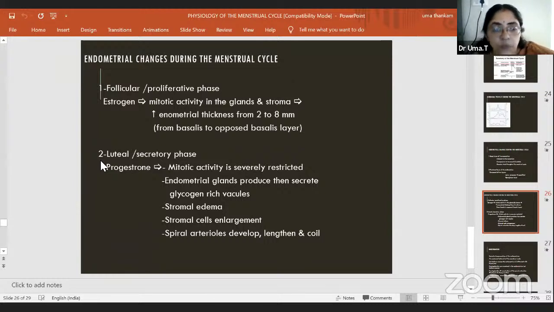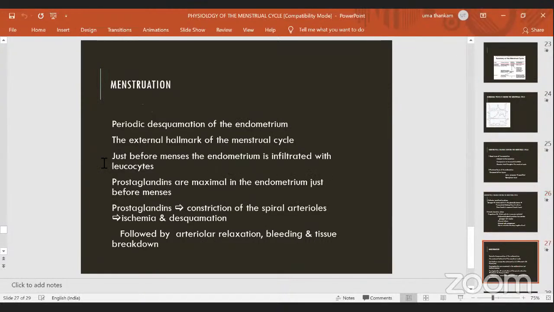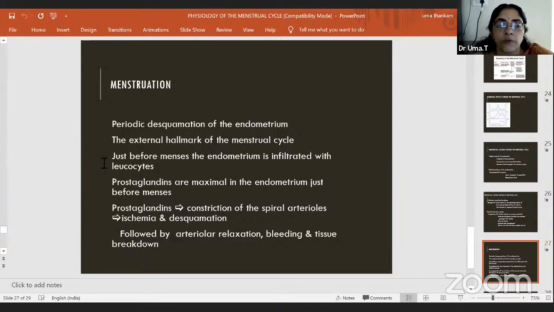Increased progesterone is produced, which causes a restriction in the mitotic activity. The endometrial glands will start producing glycogen-rich vacuoles. There will be stromal edema. Stromal cells will enlarge. Spiral arterioles will develop. They will lengthen and coil. And in menstruation, there is a periodic desquamation of the endometrium.